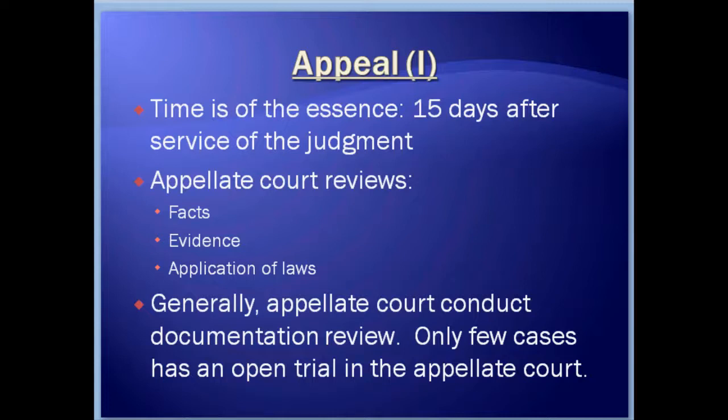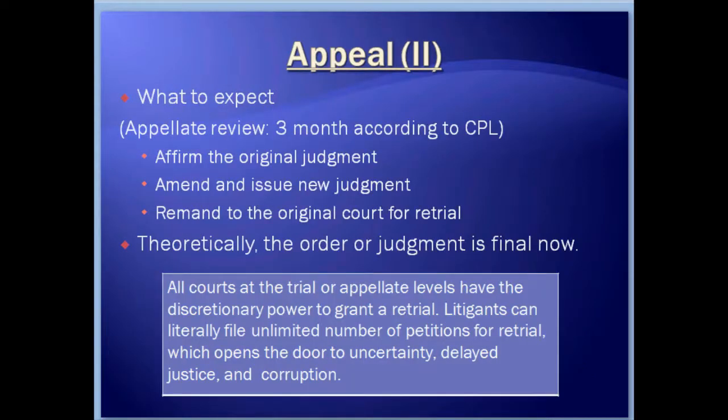Generally, the appellate court conducts documentation review. Some cases may go through an open trial, but most cases do not. What kind of decision is the appellate court going to make? According to the civil procedure law, appellate review time is 3 months. After the appellate review, the appellate court is going to either affirm the original judgment, or amend and issue a new judgment. The other choice is remand to the original court for retrial. So those are the 3 possible results of the appellate review.